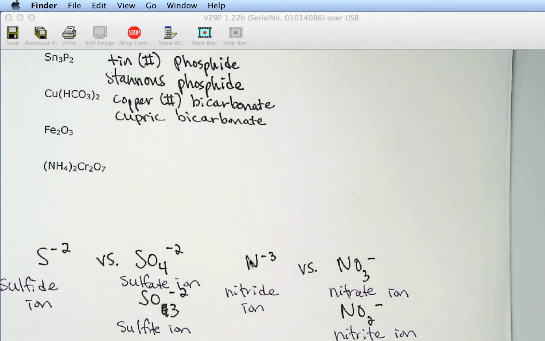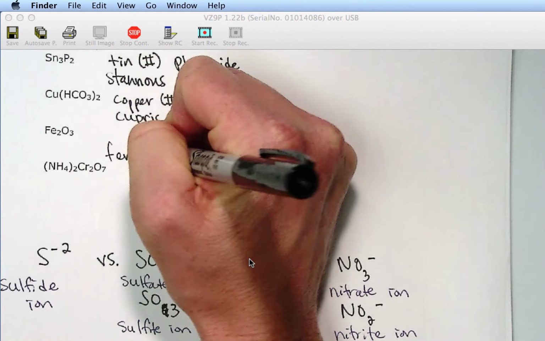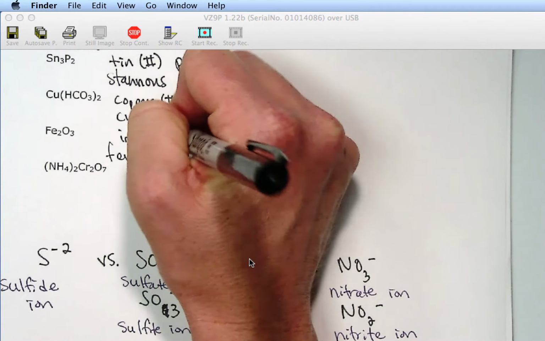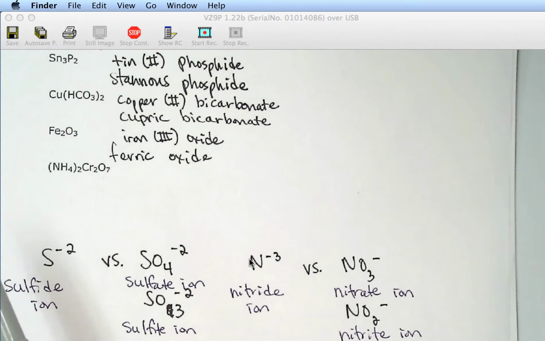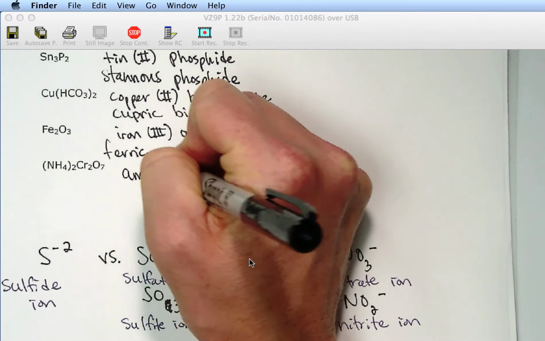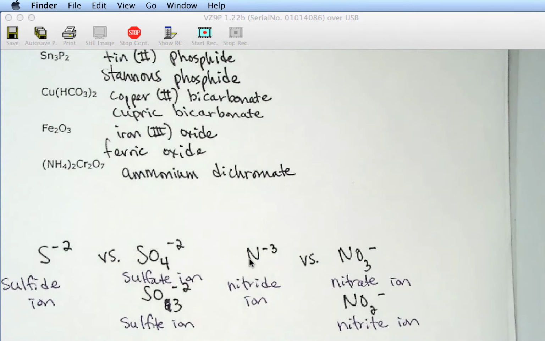Fe2O3. How would you name that? Ferric oxide, or iron 3 oxide. And this last one is all polyatomic ions. Ammonium dichromate. Very good.